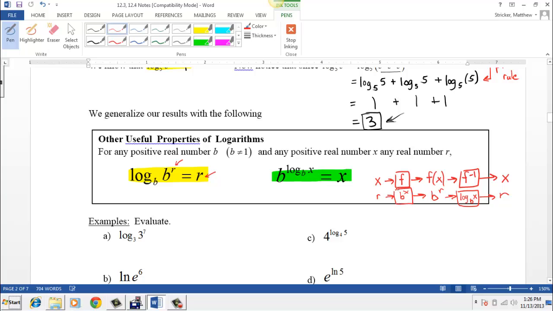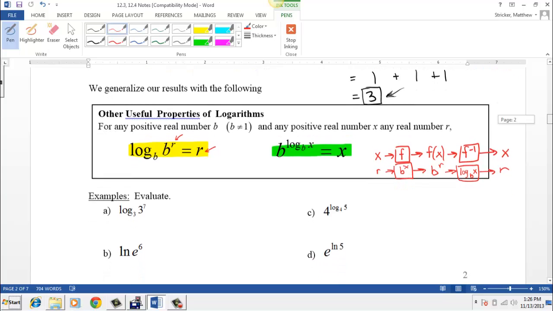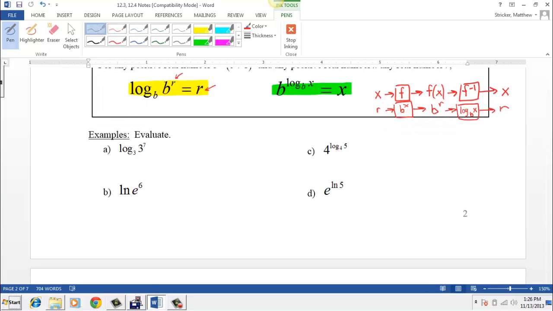It's that same concept. And so, seeing how that gets applied here, log base 3 of 3 to the 7th would just be 7. They're both base 3. Natural log, which is log base e of e to the 6th, is 6. 4 raised to the log base 4 of 5 is 5. And e raised to the natural log of 5 is 5. It's just a nice, simple application of properties in the box right there.